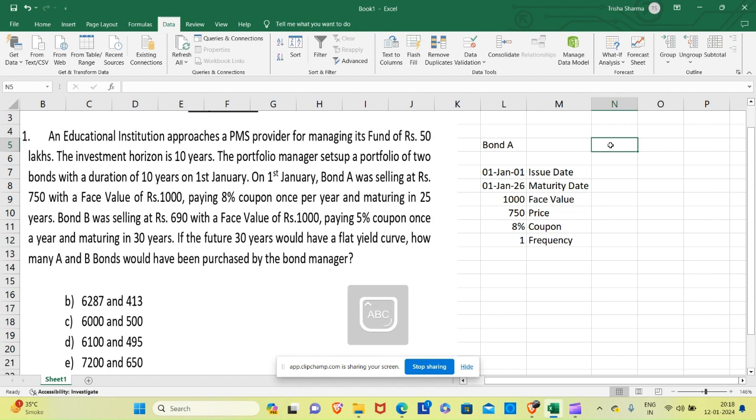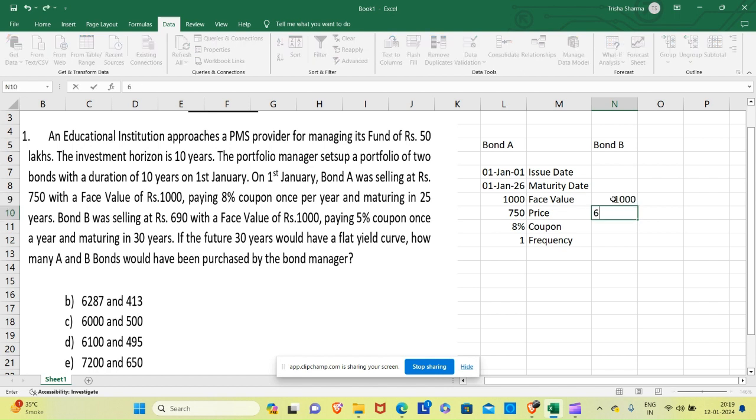Then we have the second bond, which is bond B. If we look at bond B, we are seeing that bond B was selling at 690 with a face value of 1000. So the face value of the bond is 1000, but the price is 690. Now, the coupon is 5%, and it has a maturity of 30 years. So we will write 1st January 2001, which is an assumed start date, and then we add 30 years to this, so 1st January 2031. Both the bonds have a frequency of 1 only.